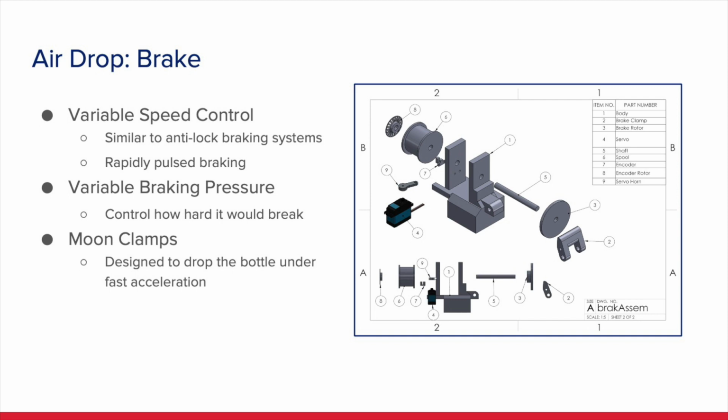Also, this design allows for variable speed control in two ways. First would be rapidly pulsing the brake on and off, similar to ABS in a car. Another way would be by changing how much the servo turns in the brake position, as the more it turns, the more pressure it's actually applying to the brake rotor. And the moon clamps are designed in such a way that if we brake hard enough, the water bottle will just release once it's close to the ground, so it'll fall within the region of interest while also being intact and not destroyed.